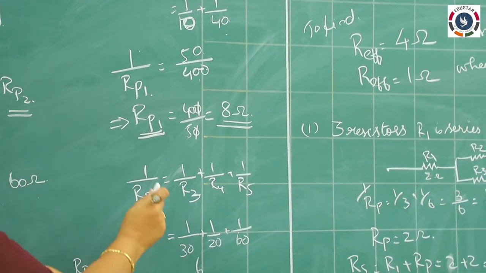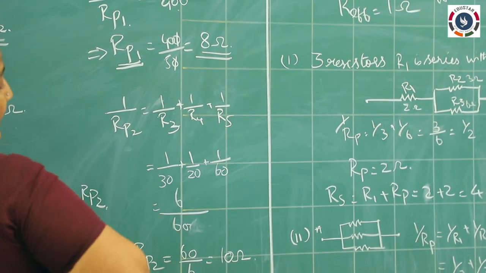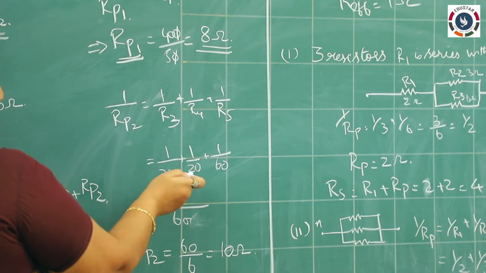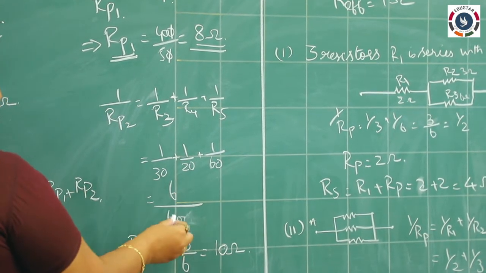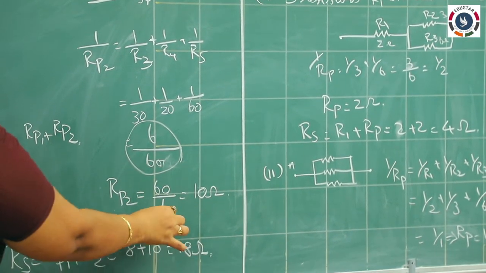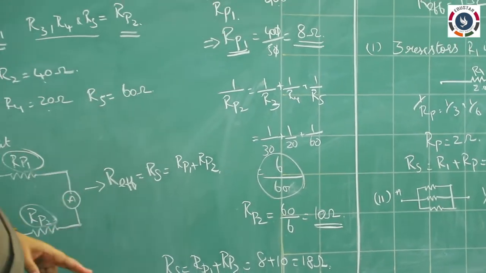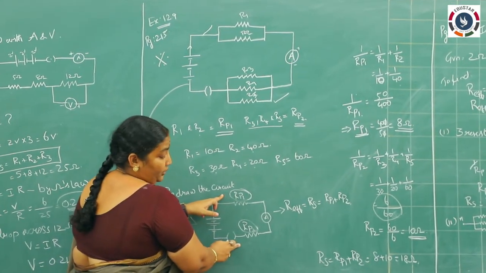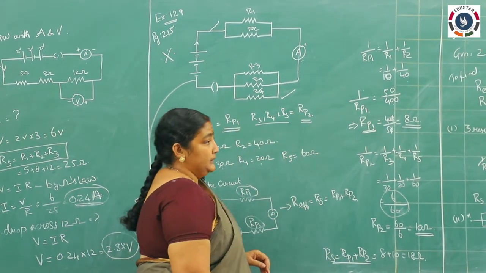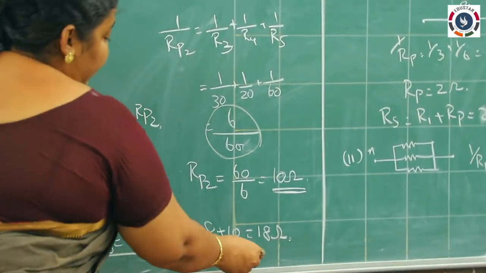Likewise for the second part, 1 by RP2 is equal to 1 by R3 plus 1 by R4 plus 1 by R5. Now substitute the known values of R3, R4 and R5: 1 by 30 plus 1 by 20 plus 1 by 60. When you simplify, you will get 6 by 60, then RP2 is equal to 60 by 6, which is equal to 10 ohms. Now we have found RP1 and RP2. How have we connected RP1 and RP2 here? Both are in series. So RS is equal to RP1 plus RP2. Addition of these two values, 8 ohm plus 10 ohm, gives 18 ohm.